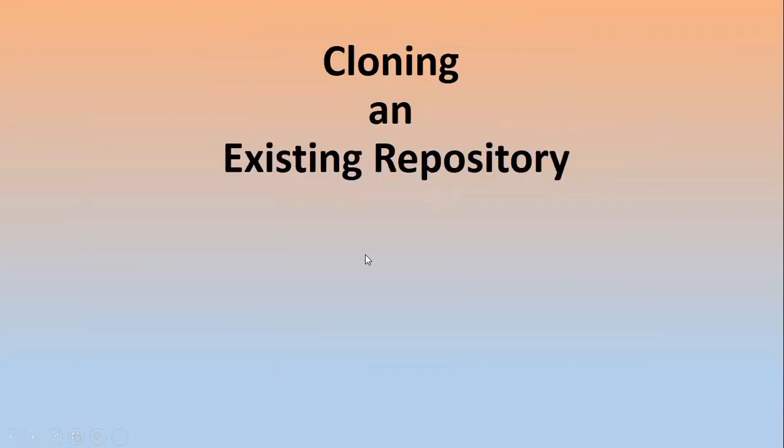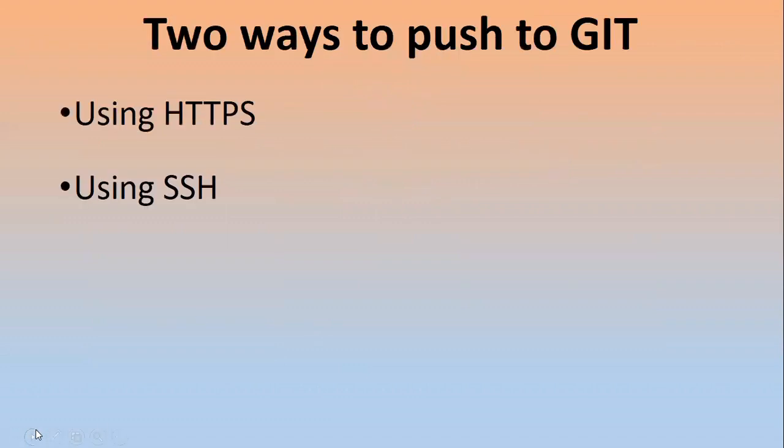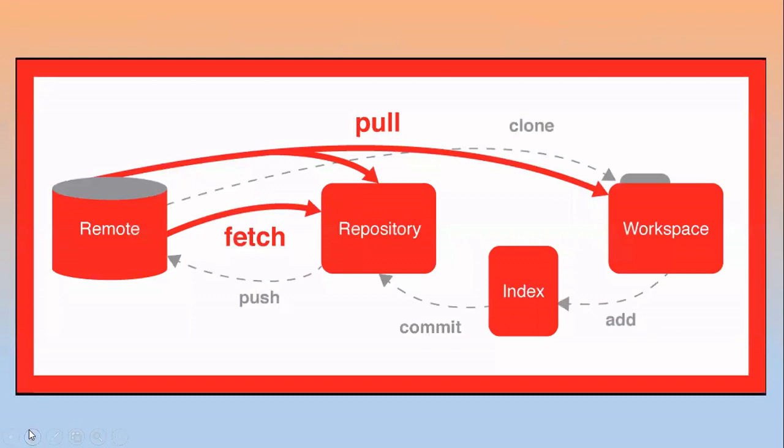Now, in this video, we will cover how to clone an existing repository. If code already exists on a Git repository and we want a clone of it to start working and collaborating with our fellow team members, how do we do that? In the previous episode, we pushed everything to Git using HTTPS, whereas in this episode, we will see how to do all of that using SSH, which is Secure Shell.